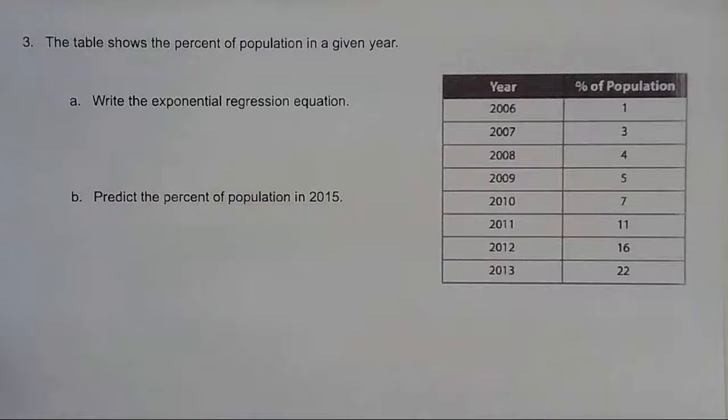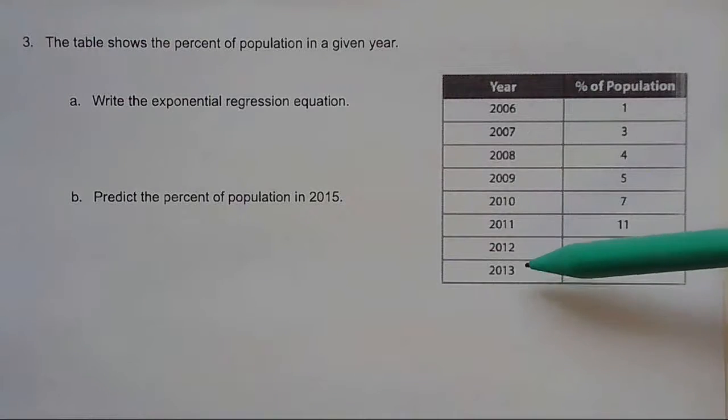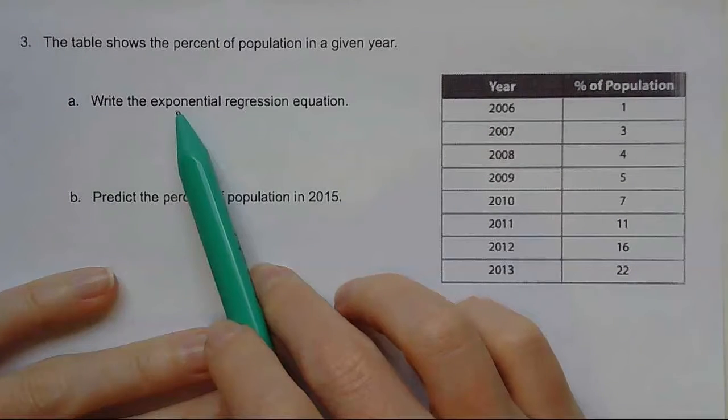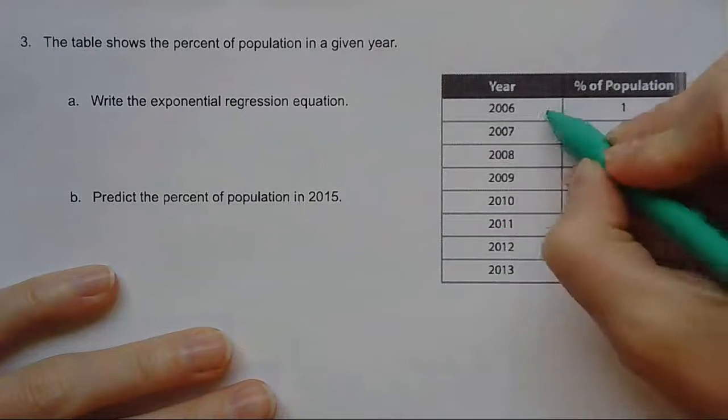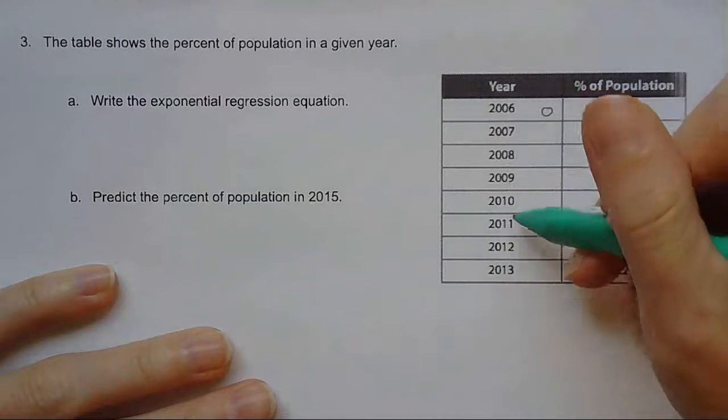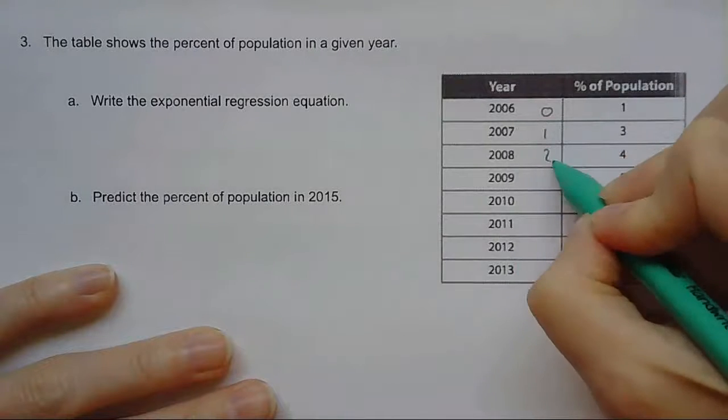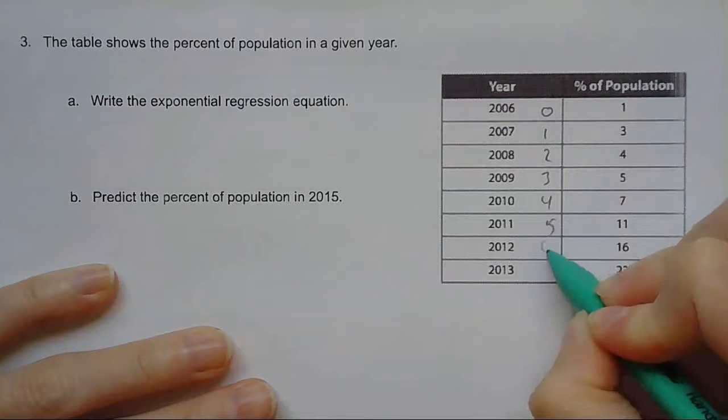I'm going to pause. All right, number 3, again, I stole it off the internet, so I have no context, but I have some percent of population in a year. I tell you specifically exponential regression. So again, start out with 0 and then count your way up. Looks like there's no numbers being skipped, so it's just going to be straight up 4, 5, 6, 7.